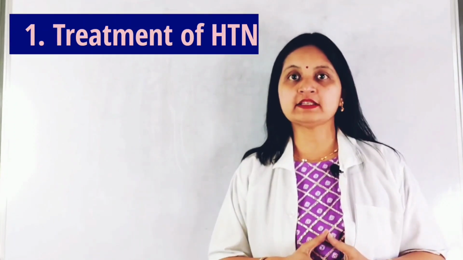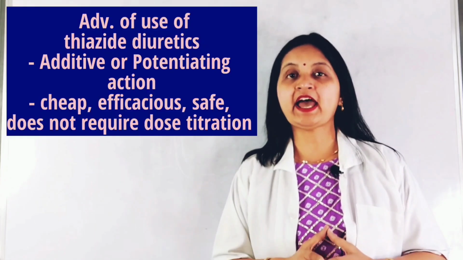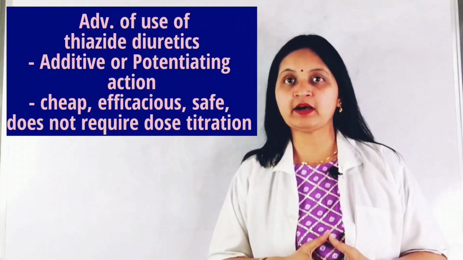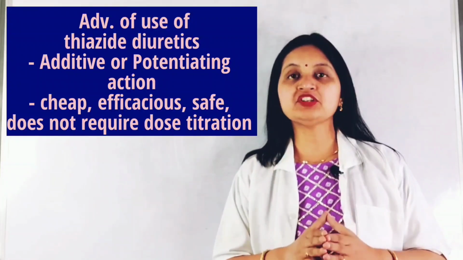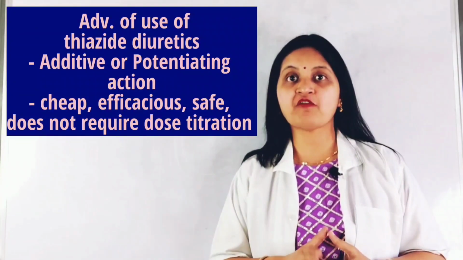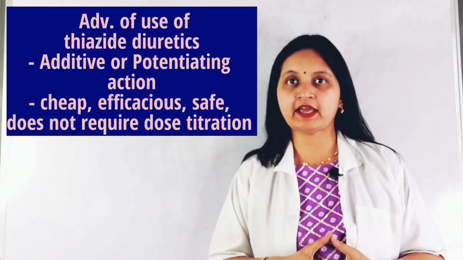This is because the thiazide diuretics are equally efficacious as other classes of antihypertensive agents and have a potentiating action when combined with other antihypertensives. So they can potentiate or facilitate the action of a second antihypertensive agent when combined with thiazide diuretics.